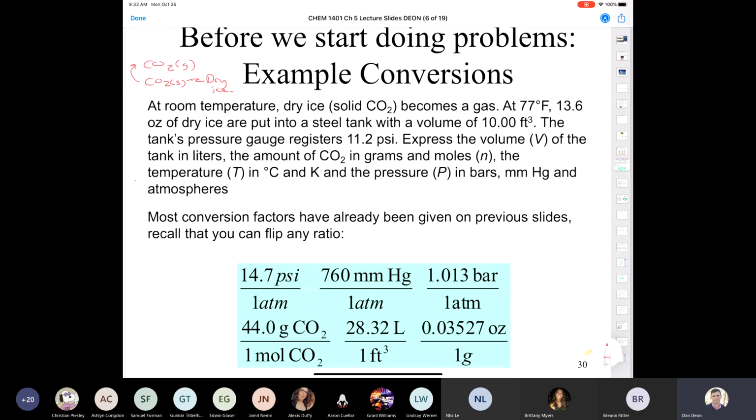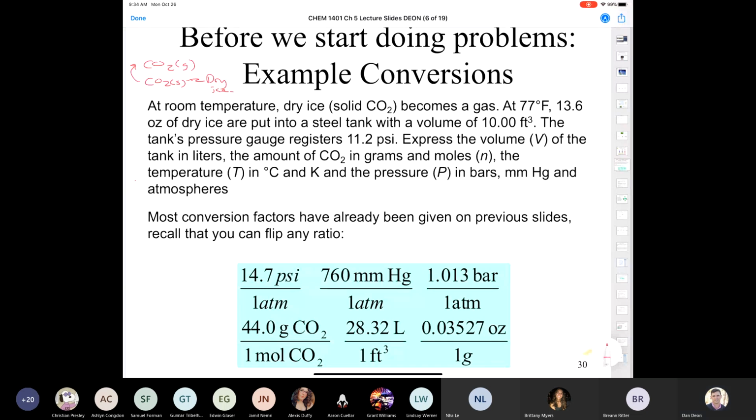At 77 degrees Fahrenheit, 13.6 ounces of dry ice are put into a steel tank with a volume of 10 feet cubed, or 10 cubic feet. The tank's pressure gauge registers 11.2 psi. Express the volume of the tank in liters, the amount of CO2 in grams and moles, the temperature in degrees Celsius and Kelvin, and the pressure in bars, millimeters of mercury, and atmospheres.